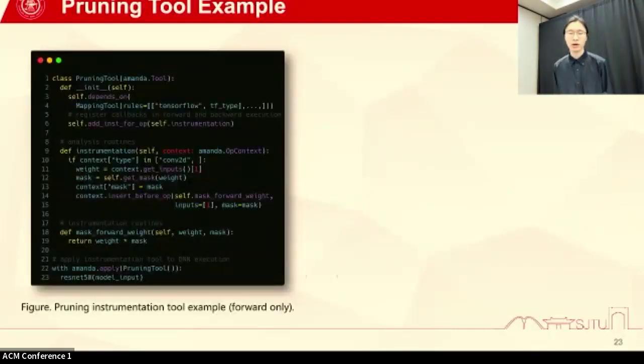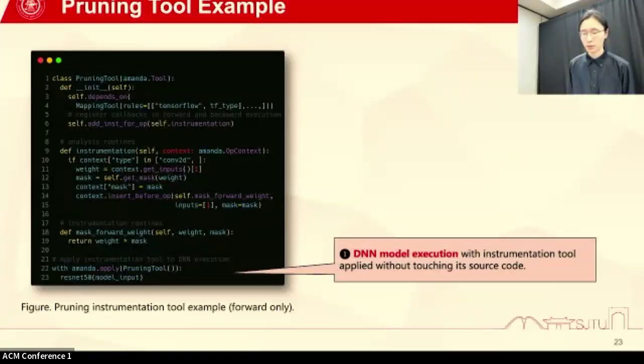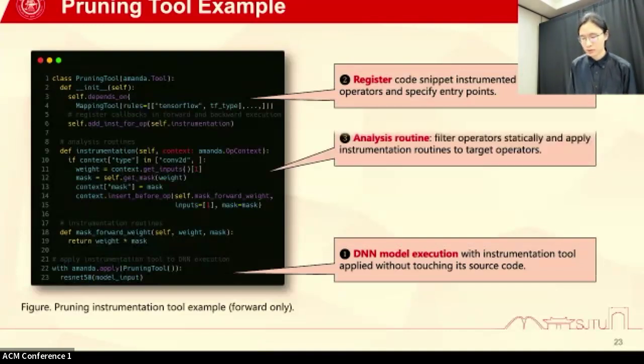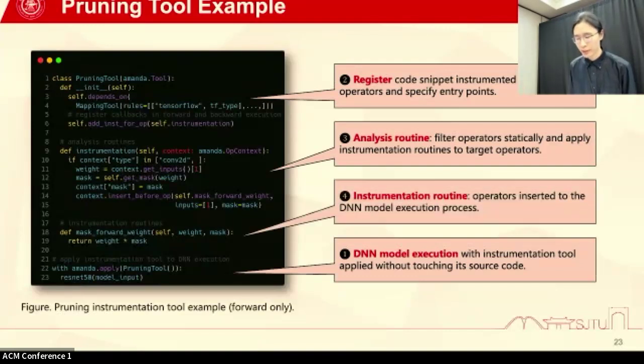And here is a detailed example of a pruning tool, which will also have the DNN model execution. For registering, this is the code where we define where the callback is inserted. For the analysis routine, we have to filter out the operators to insert the code, and which kind of instrumentation routines and the target operator. And finally, we have the instrumentation routine, which are just the operators inserted into the DNN model for the execution process.